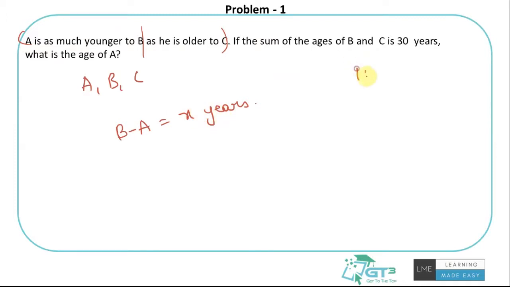If A is 10 years and B is 15 years, by how many years is A younger? I just need to do B minus A, right? So that's what I did. B minus A, assume that to be X years. So that's one equation I've written.